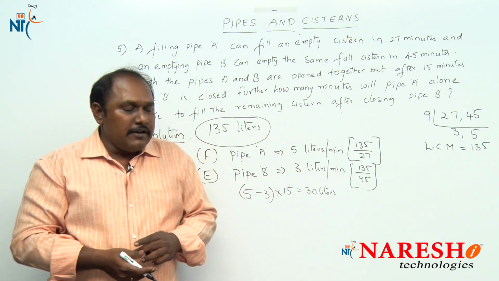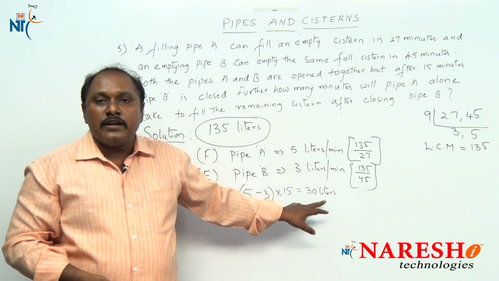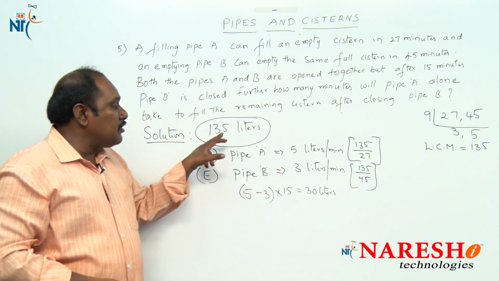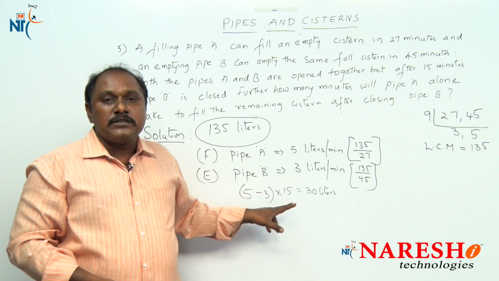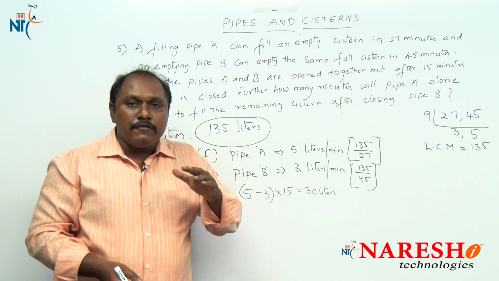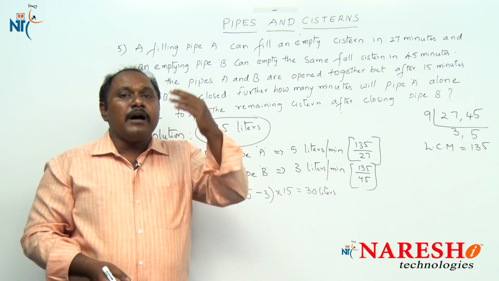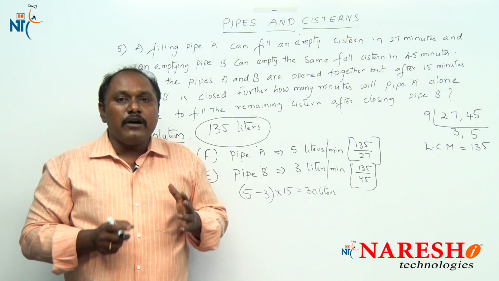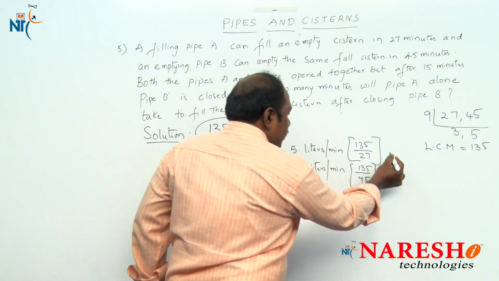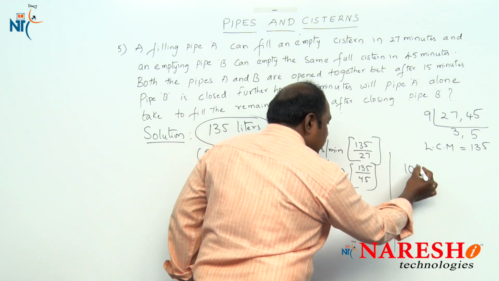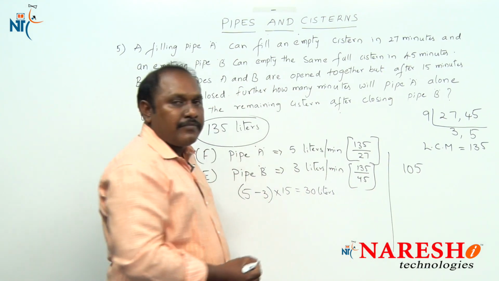After 15 minutes, we find 30 liters of water in the tank, but the total capacity of the tank is 135 liters. Now what happened after 15 minutes? Pipe B is closed. So from now onwards, the remaining part of the cistern will be filled by only pipe A. So now pipe A has to fill the remaining cistern, that is 105 liters.